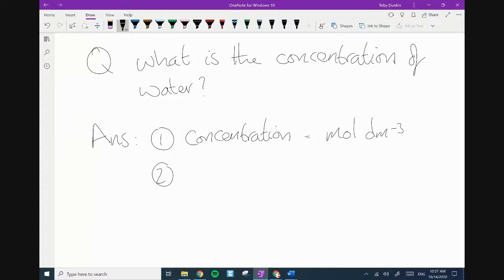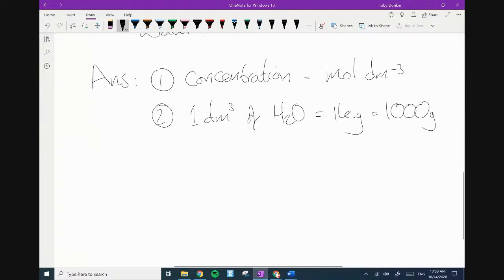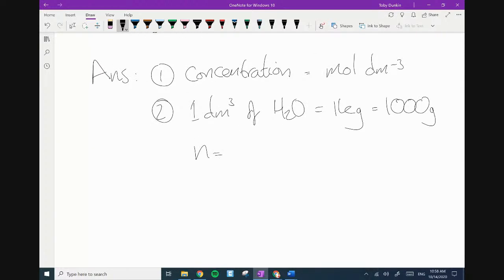Okay, number two: 1 liter, 1 dm cubed of water, H2O, equals 1 kilogram. We can then convert that into grams, which is 1,000 grams. So the number of moles is grams over Mr. So I can now go: number of moles is 1,000 grams over 18.0, the relative molecular mass of water.